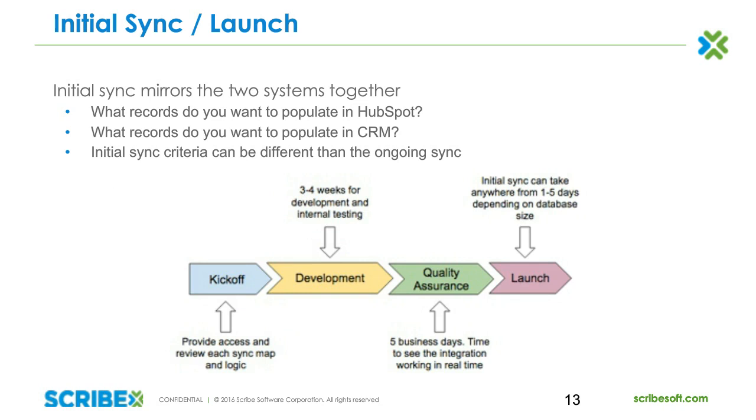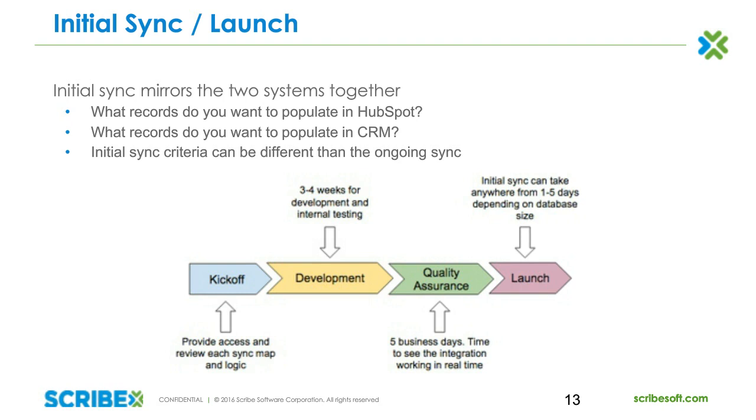So after completing your testing, the quality assurance phase is done. Everything looks good, and you've given the green light to your team. The final step is to run the initial sync. You will need to determine what records you initially want to have synced in both directions.